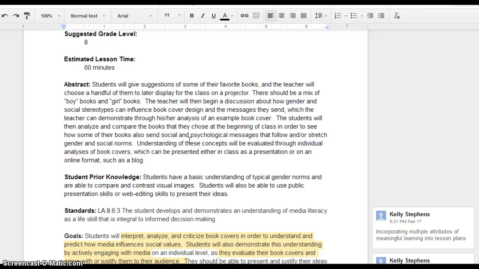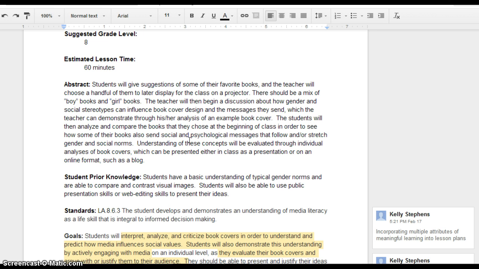The teacher will use an example and walk the students through analyzing a book cover so they become familiar with the concepts and are able to know what to look for when they start doing it on their own. After the teacher uses an example, they can start to bring in some of the example books that the students suggested. So choose maybe two or three books each of a boy book and a girl book, and have the students analyze some of the differences and comparisons between these two types of books.